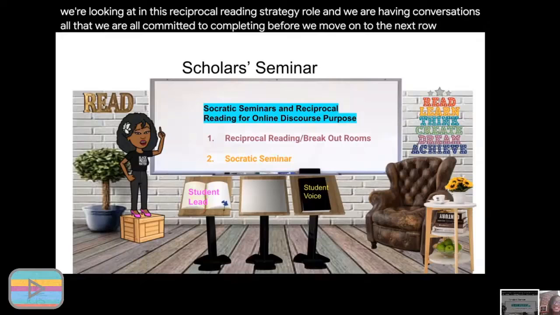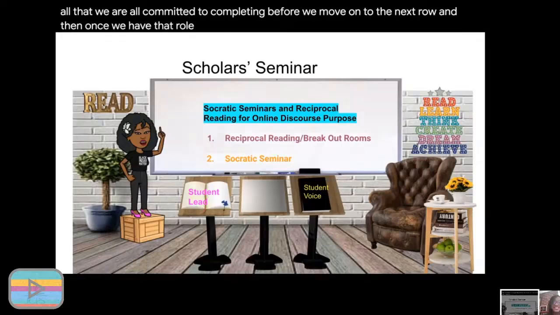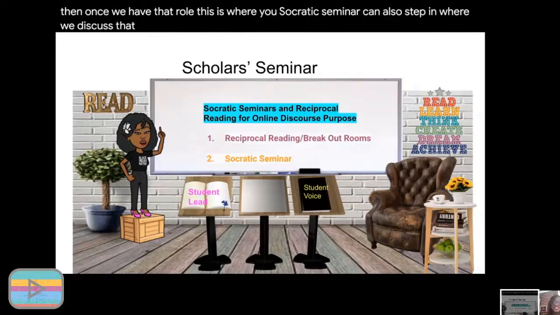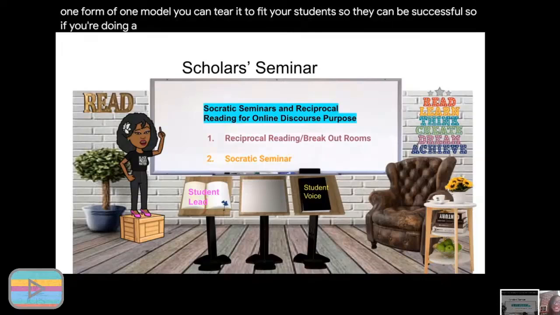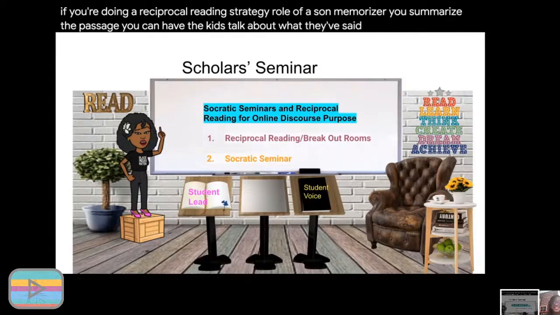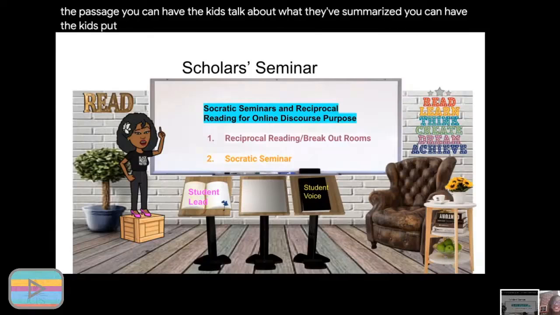And then once we have that role, this is where Socratic seminar can also step in, where we discuss that role. So having Socratic seminars doesn't necessarily have to look like one form or one model. You can tier it to fit your students so they can be successful. So if you're doing a reciprocal reading strategy role of a summarizer, you summarize the passage. You can have the kids talk about what they've summarized. You can have the kids put in the chat. You would say label summarizer in your chat.